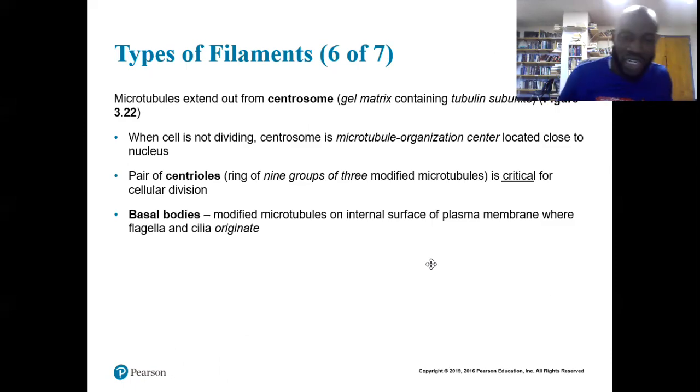You also have basal bodies, modified microtubules on the internal surface of the plasma membrane where flagella and cilia originate. Flagella and cilia, which are important for movement, come from basal bodies. So centrioles and basal bodies are centrosomes. These are just some important locations for where the microtubules extend out of.